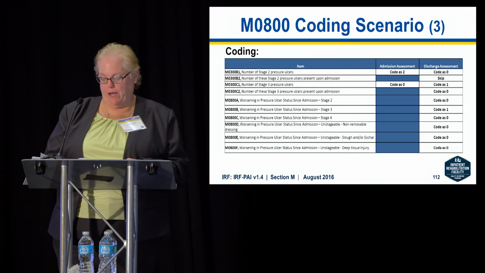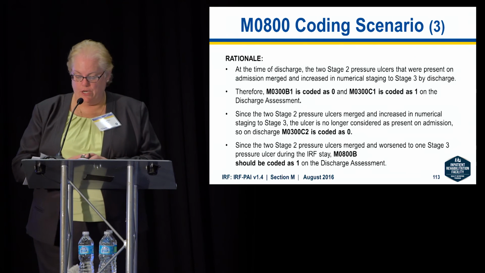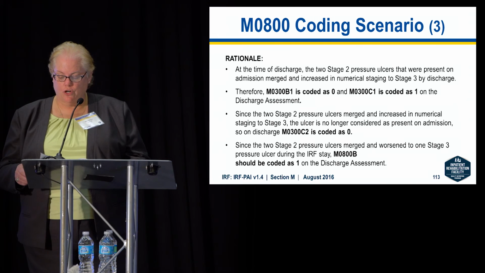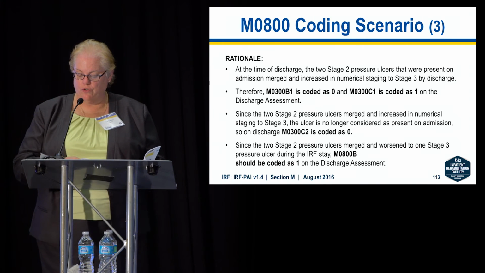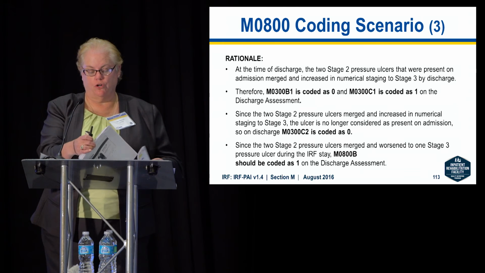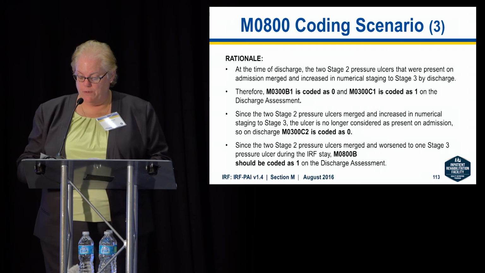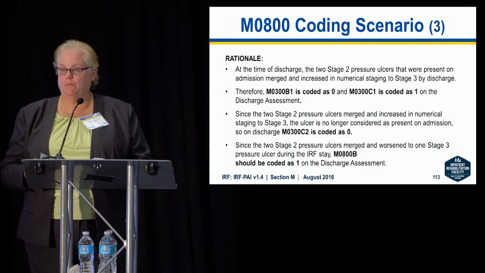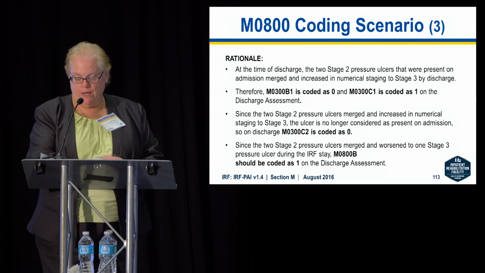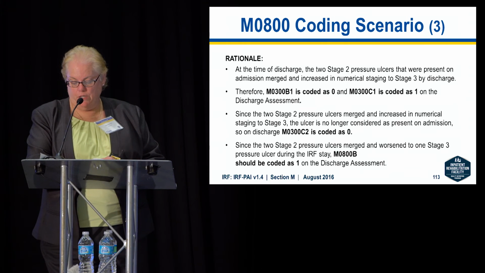0, right. Okay. So let's go quickly through the rationale. At the time of discharge, the 2 stage 2 pressure ulcers that were present on admission merged, and they increased in numerical staging to a 3 by the discharge. Therefore, M0300B1 is coded as 0, and M0300C1 is coded as 1.